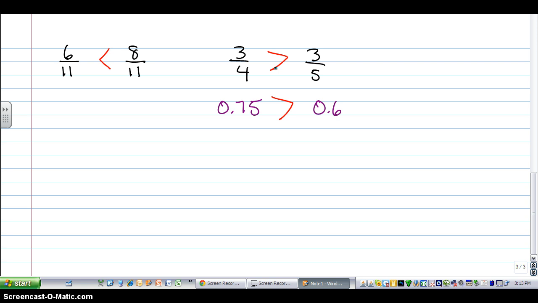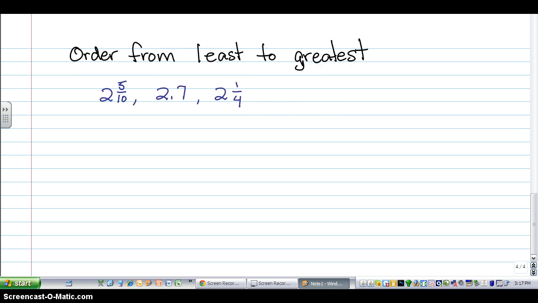All right, so anytime you have fractions, just turn them into decimals. And that'll be the easy way to order rational numbers. All right, I'm going to give you one problem. I want you to work this one out. Okay, here's your problem. Order from least to greatest. Remember, change these into decimals. Don't get freaked out by the whole number. Keep the whole number, and then change that part into a decimal. Go ahead and pause and see what you come up with.